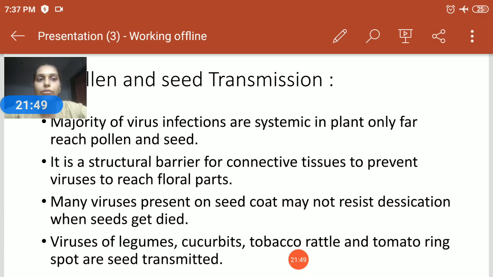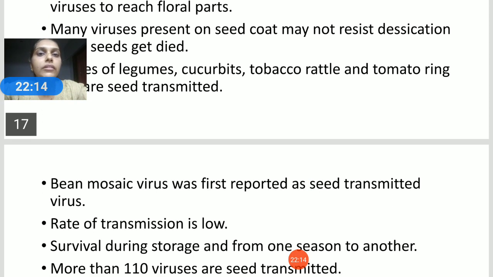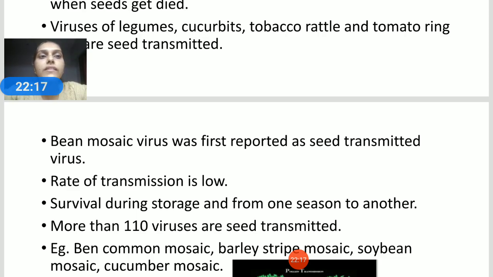We all know tobacco mosaic disease is also from seed transmission. So when the virus is attached on the seed coat and the seed is planted, then if the seeds are not treated, the seed transmits the pathogens to another plant. Okay, bean mosaic virus was the first reported seed transmitted virus. The rate of transmission is low, but the virus survives during storage and from one season to another.